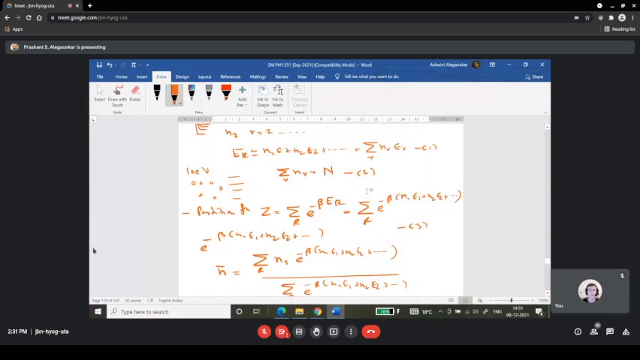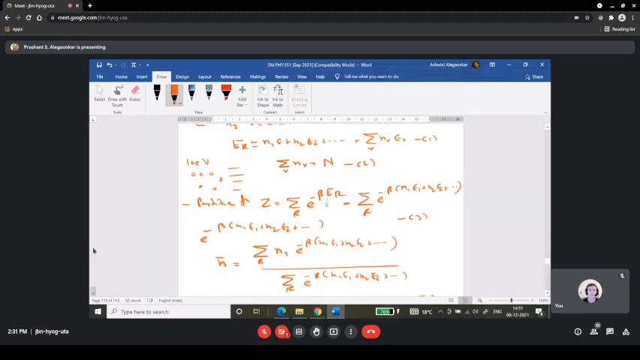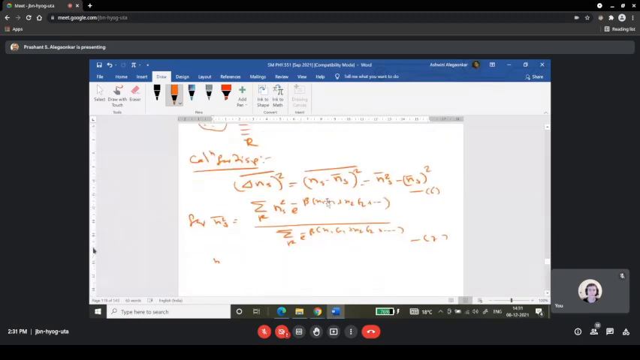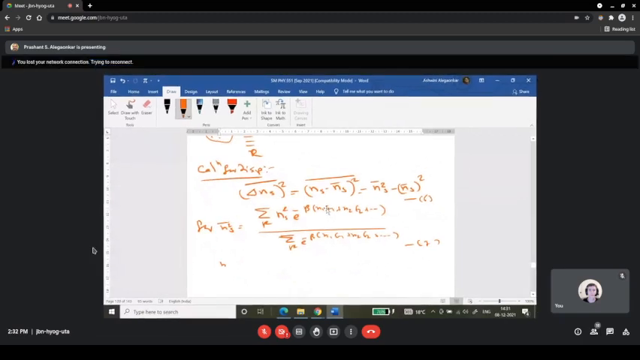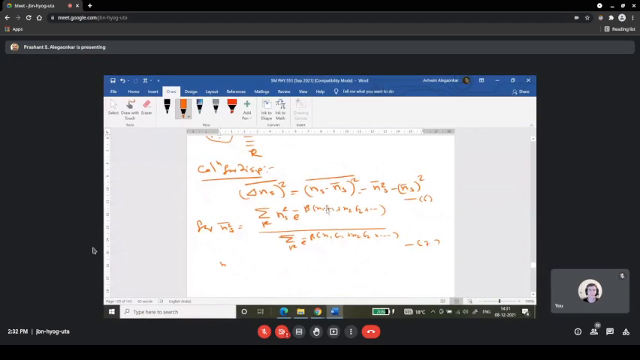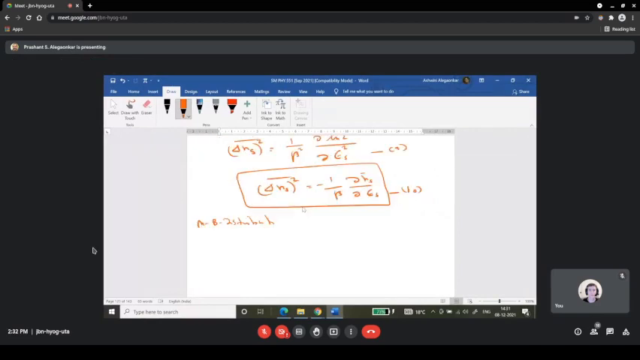And now, once we have this in place, we can see in the Maxwell-Boltzmann distribution how this is going to work.